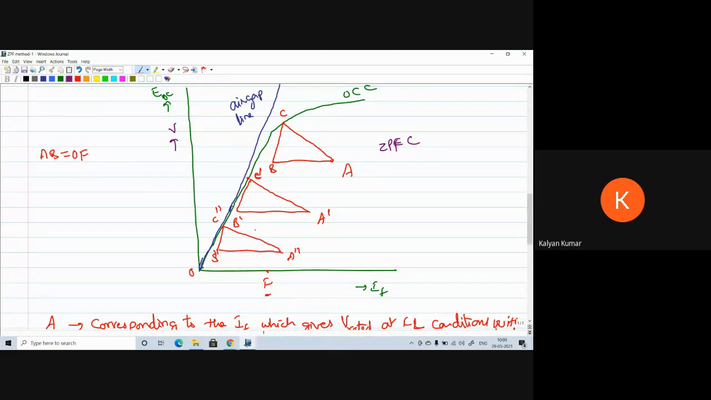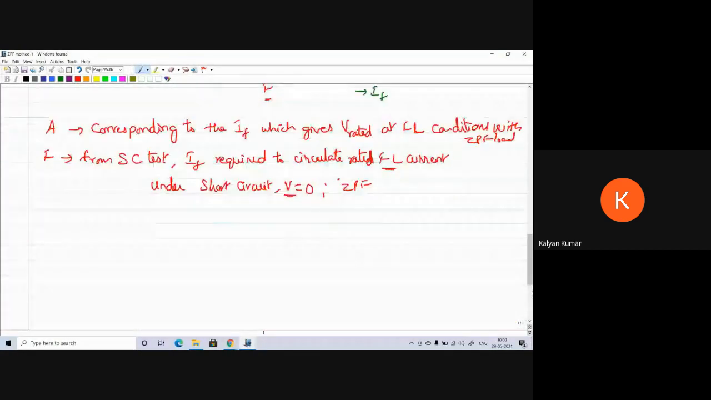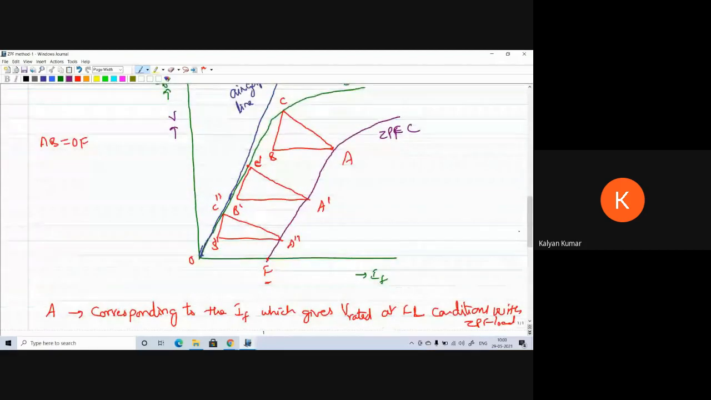If you join all these points, then you will get the 0 power factor characteristic curve. So మనకి 2 points ఇస్తే, A, F points ఇస్తే, then also we can draw the OCC, 0 power factor characteristic curve. Okay. Next. So after obtaining the 0 power factor curve, we need to find out the regulation.